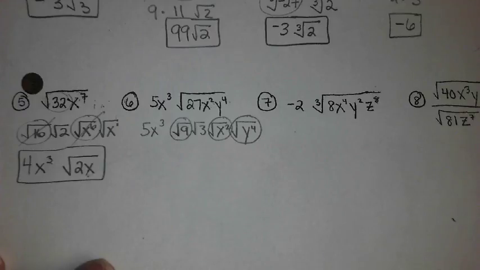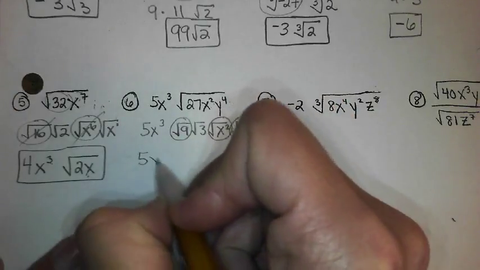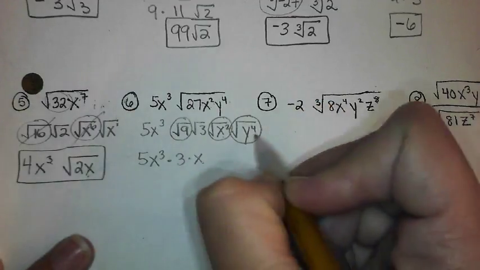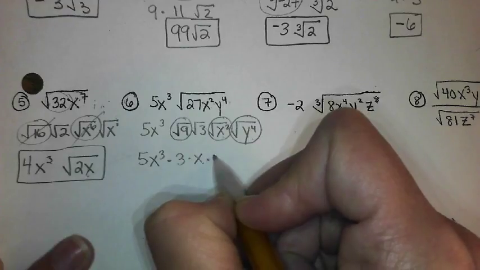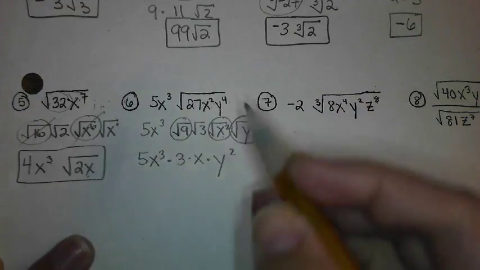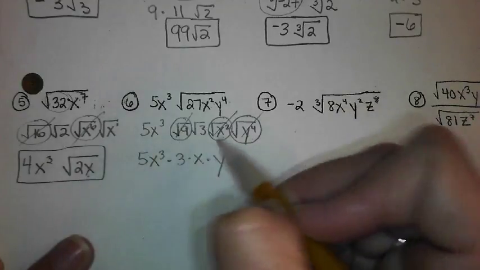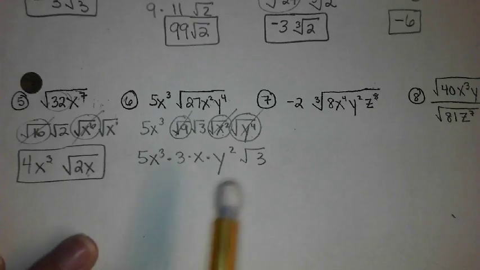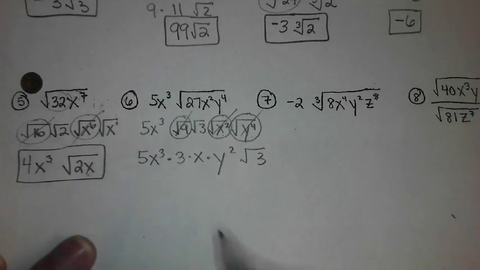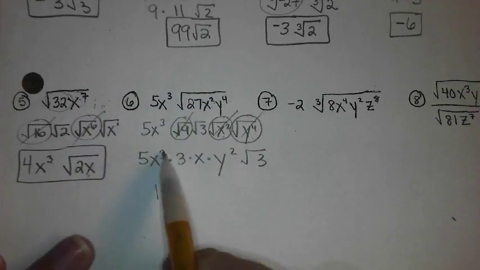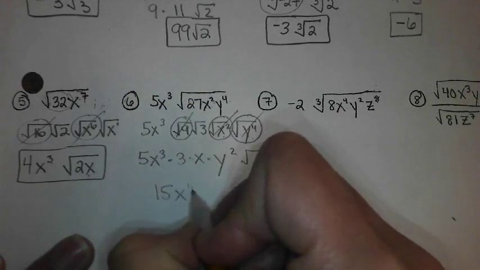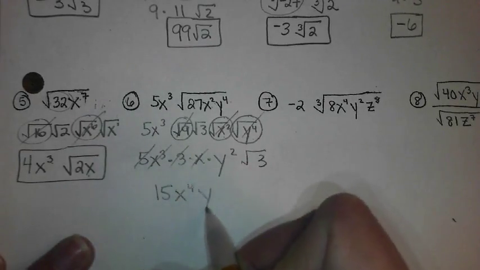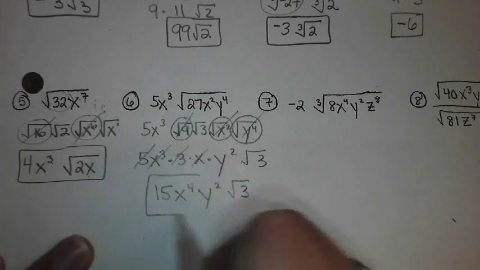What's the square root of 9? What's the square root of x squared? X. What's the square root of y to the fourth? Y squared, right? And so the only thing kind of trapped under a radical is the radical 3. And then I just have to clean up what's up in front. 5 times 3 will give me 15. X cubed times an x is x to the fourth. So that takes care of the 5 times 3. That takes care of the x cubed times x. And then the y squared is just kind of out there times root 3.